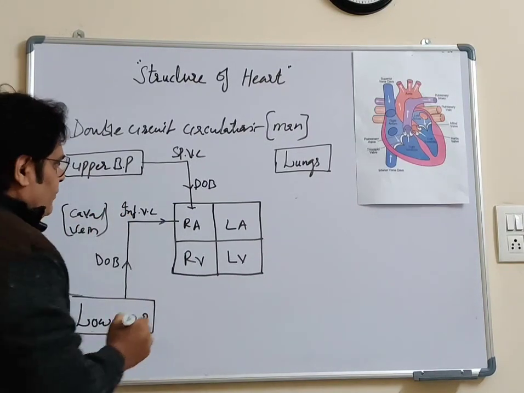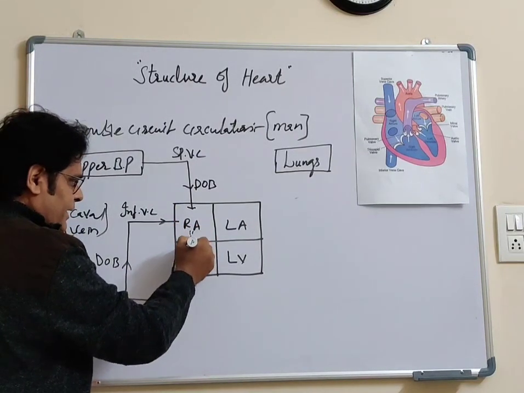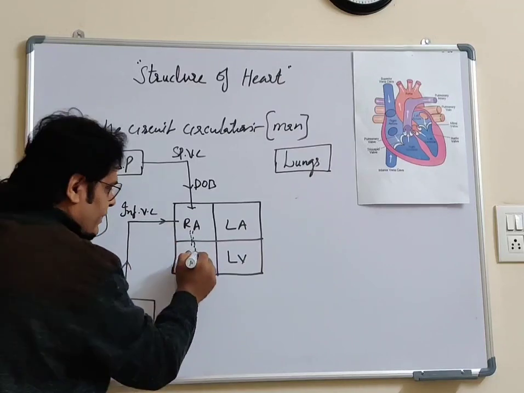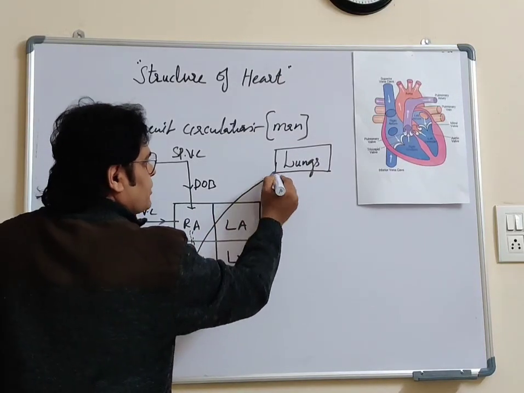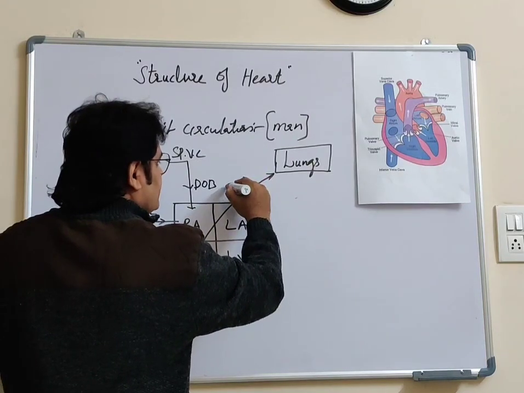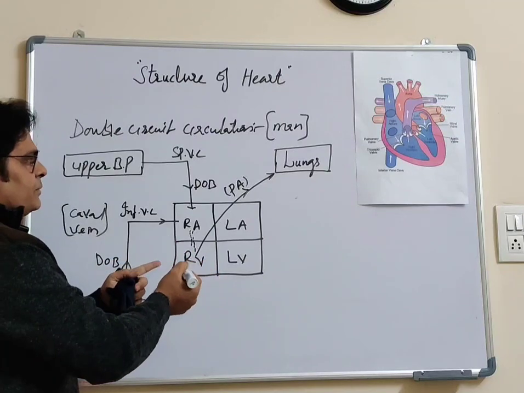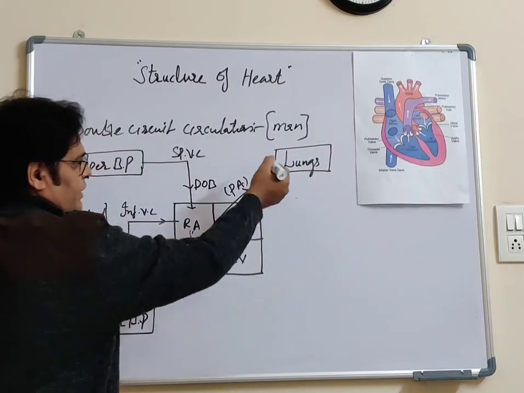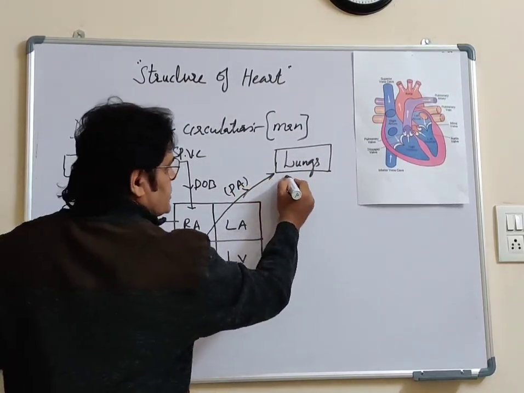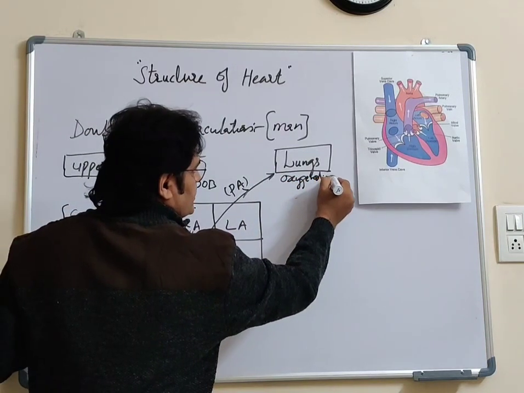Clear? Now, once the blood enters the right auricle, the right auricle passes the blood into the right ventricle. The right ventricle pumps the deoxygenated blood to the lungs through the pulmonary aorta. For what is it pumping the blood here? For oxygenation.